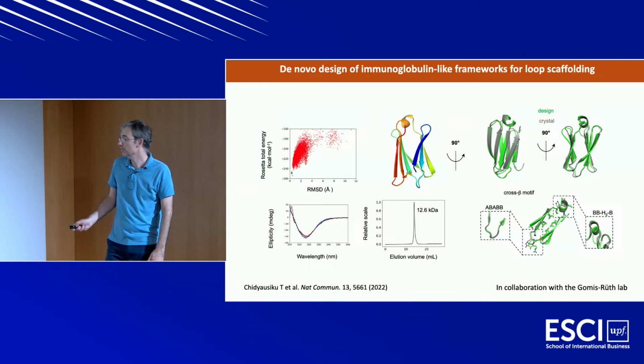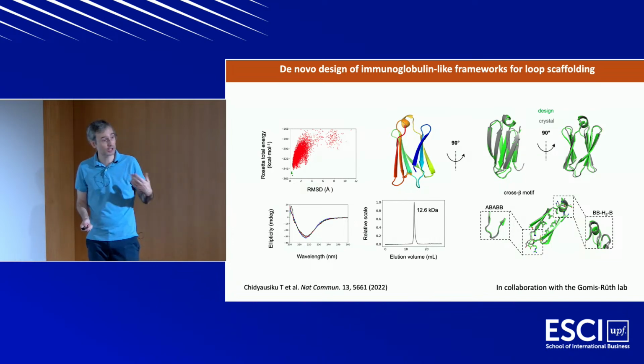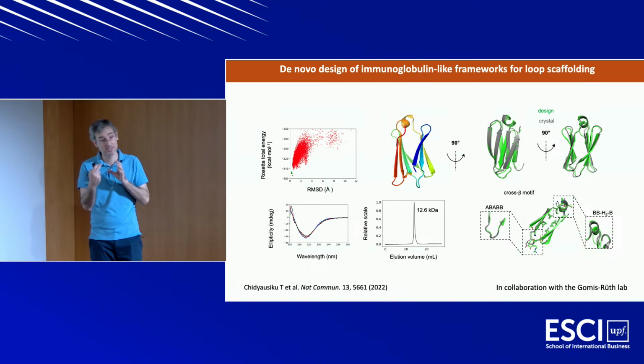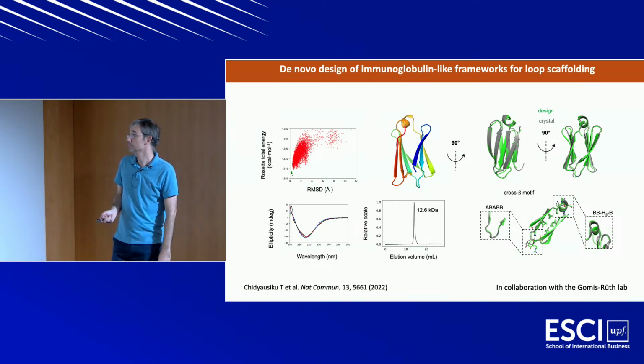And then in collaboration with the lab in our same department, we managed to determine the crystallographic structure of this design. You can see the design in green, the crystal in gray, and the overlay of the backbone structure is very accurate. So it was close to 1 angstrom RMSD.